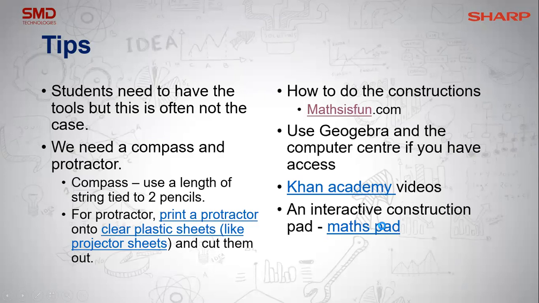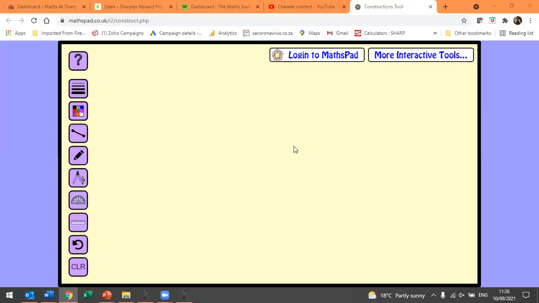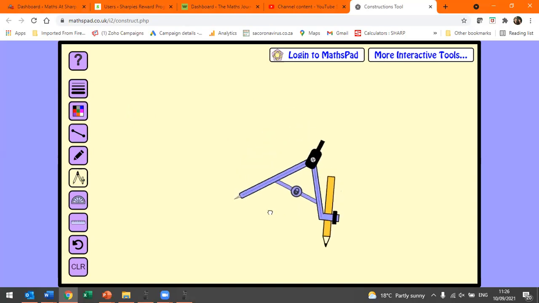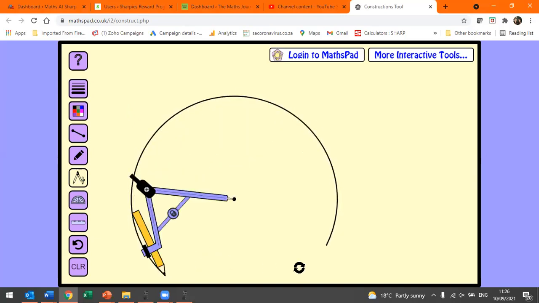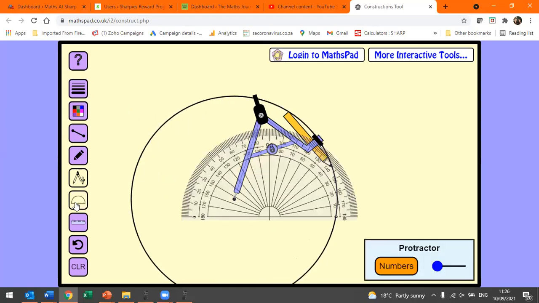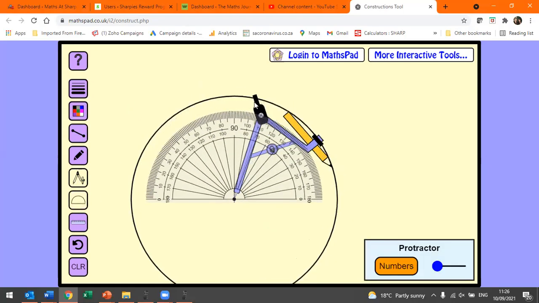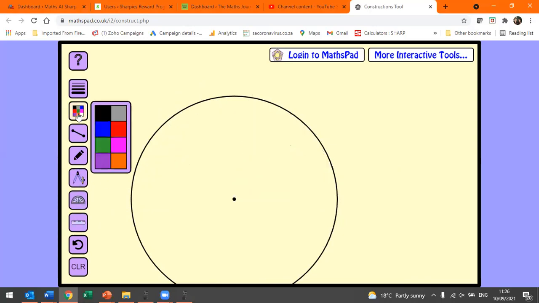So if your kids have access to either a pad or a tablet, or you have a math center, you've actually got a protractor, so you can just pull out the length and then lock it, and then there we go, draw your circle there. And then of course you've also got a protractor, so you can measure your angles. You've got a ruler. Okay, so if you're done with the ruler, you can just switch it off. Okay, and then of course different colors, different line sizes, etc., etc. So really such a lovely tool to be able to share with your students as well.